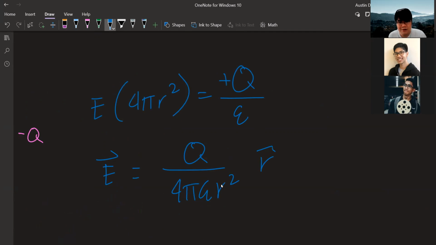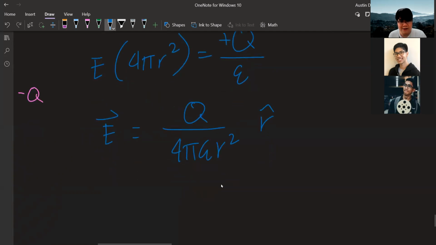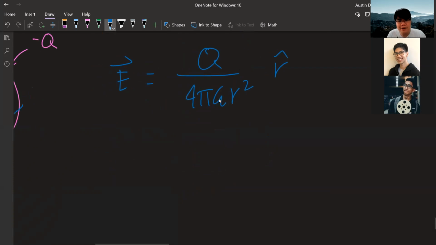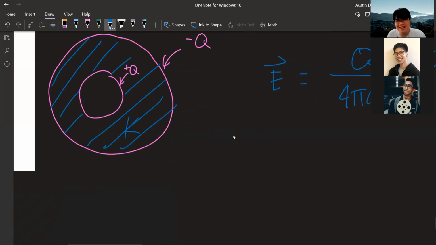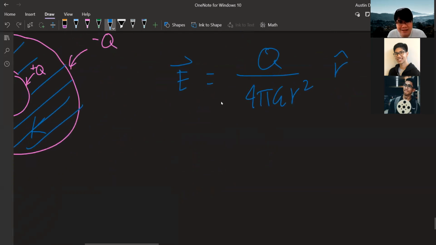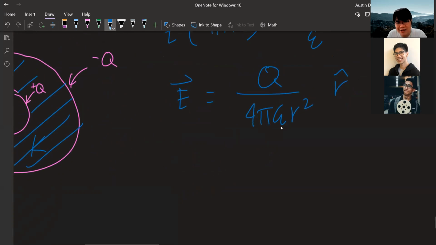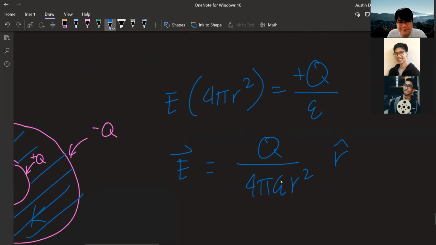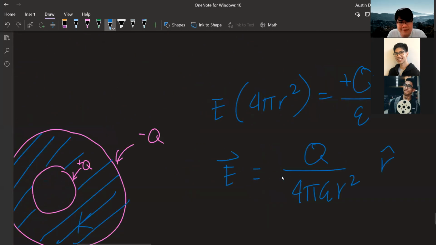Kung mapapansin nyo, everything almost remains the same. Nagbabago lang yung epsilon naught, nare-replace siya with epsilon. Okay. Siyempre, for more complicated things, hindi ganun yung nangyayari. Pero in the simple things like this, napapalitan lang yung epsilon naught by epsilon. Okay?